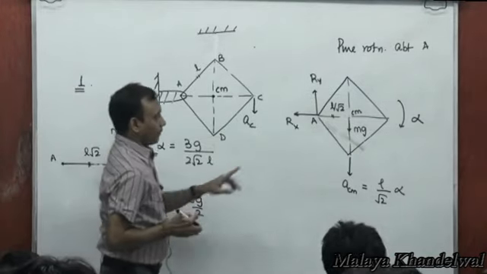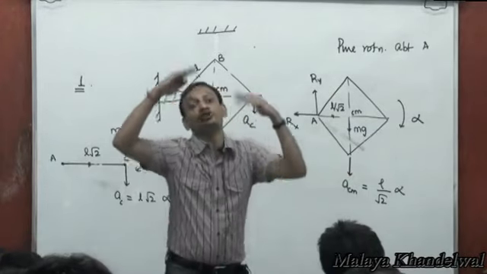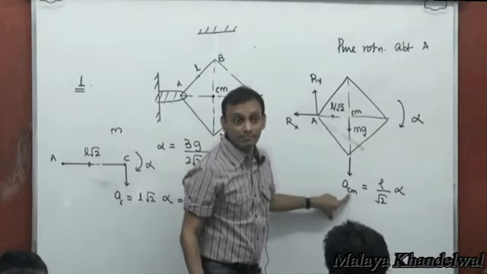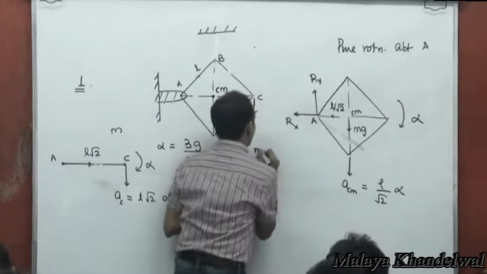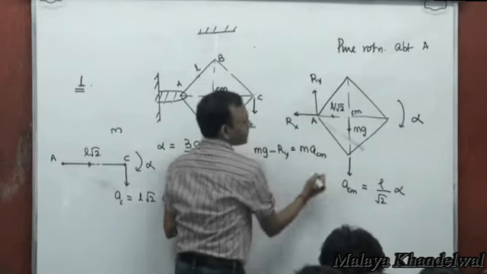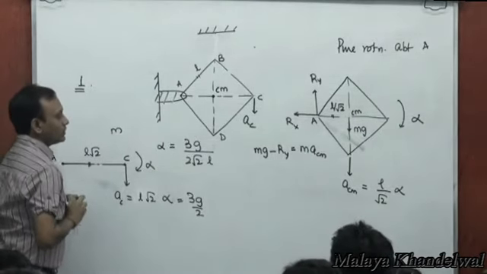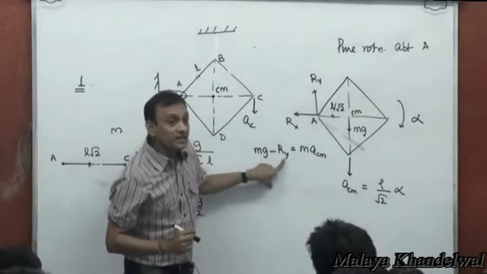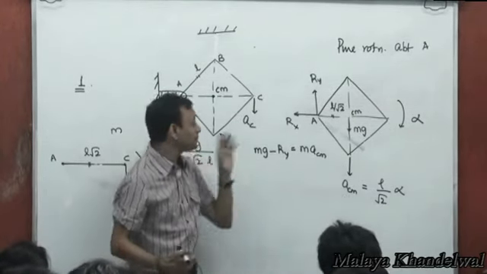Now, what causes the acceleration of the center of mass? Net of all forces in the vertical direction acting on the lamina. That means mg minus Ry is responsible for ACM. So mg minus Ry is instrumental in producing ACM. ACM we have already known. ACM is L alpha by root 2, 3g by 4, I guess, right? So Ry is ready for computation straight from this equation because ACM is known, right?